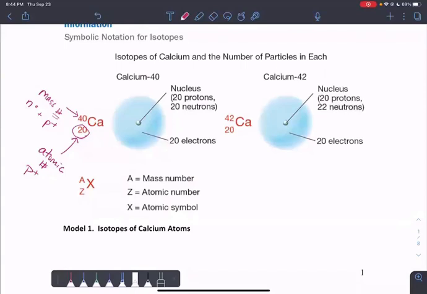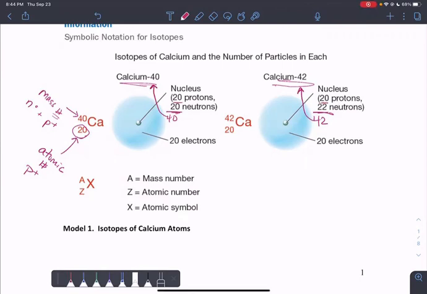So if we look at these two atoms, calcium 40 and calcium 42, what's different between them? Well, they both have 20 protons in the nucleus. That's what defines it as calcium. So every single calcium atom in the entire universe has 20 protons in it. But look at the neutrons. In calcium 40, we have 20 neutrons. In calcium 42, we have 22 neutrons. So 20 plus 22 is 42. 20 plus 20 is 40. And that's why we call it calcium 40, calcium 42.